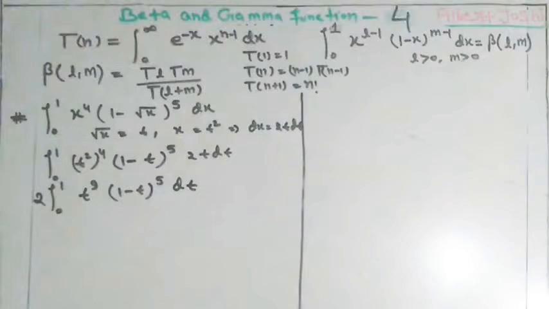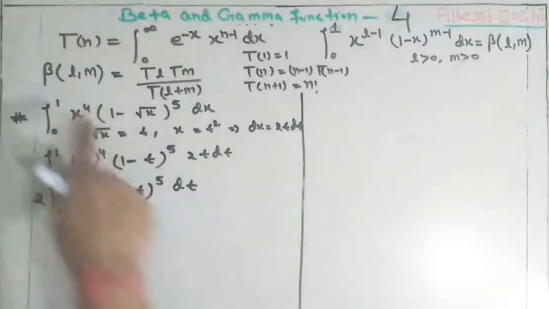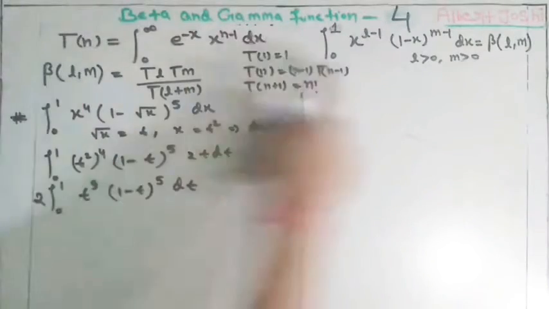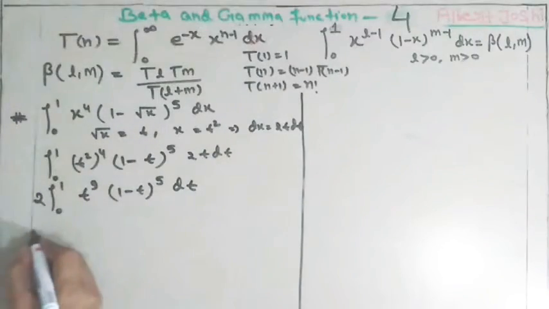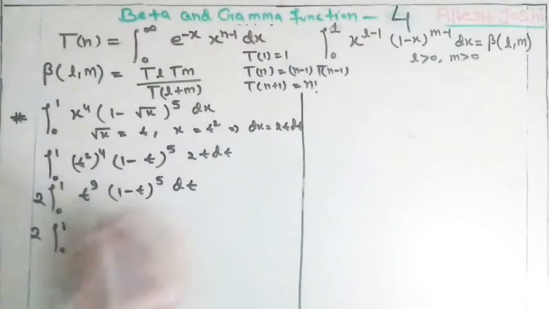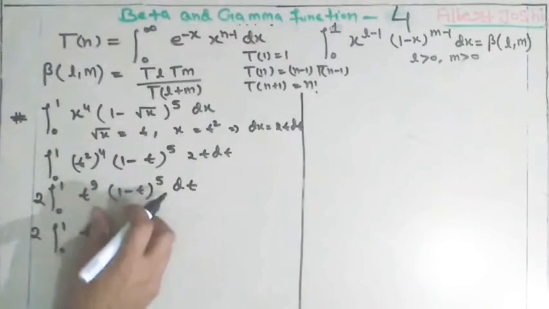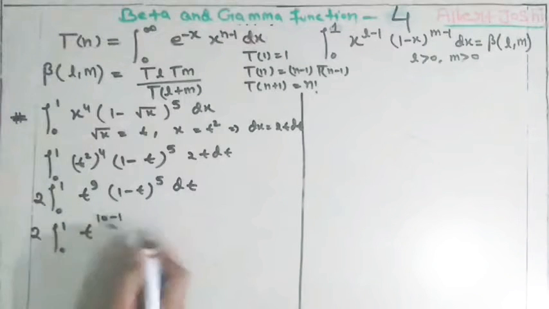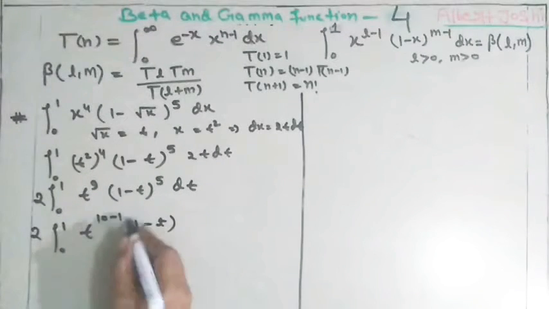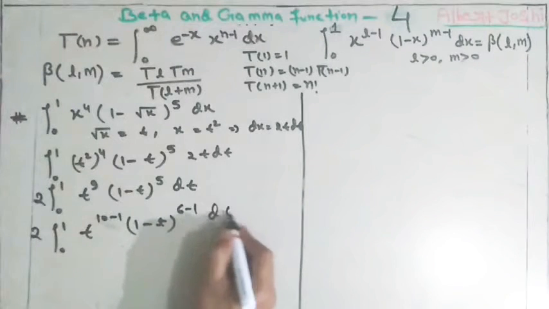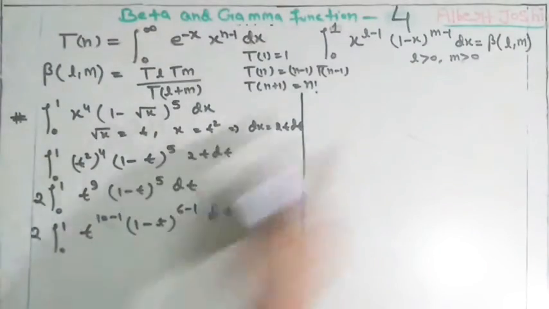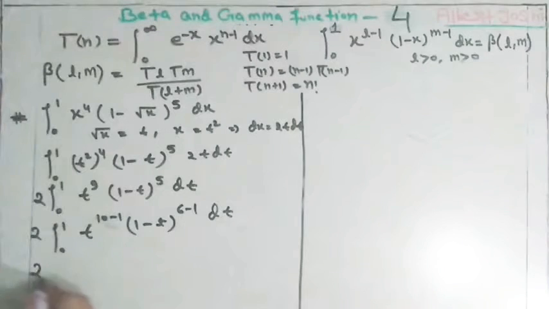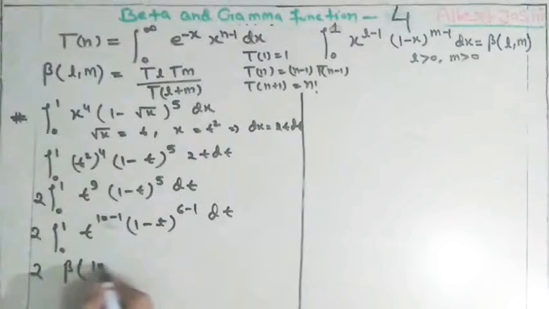So you know that I have told you beta(l, m) is equal to this, and both are the same, you can see. Now you can put 2 times the integral from 0 to 1. This is l - 1, so you can write 10 - 1, and you can write (1 - t)^(6 - 1) dt. 6 - 1 is equal to 5 and 10 - 1 is equal to 9. It means that l = 10 and m = 6. So this is beta(10, 6).